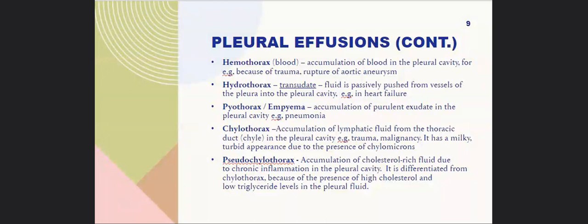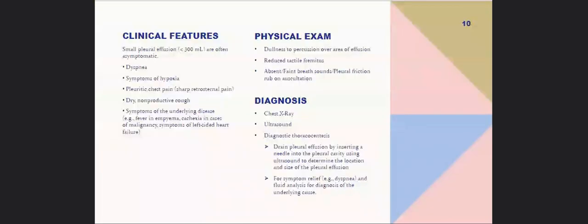Chylothorax is the accumulation of lymphatic fluid from the thoracic duct into the pleural cavity. This has a milky or turbid appearance because of the presence of chylomicrons, and it's usually because of trauma or malignancy, for example, lymphomas. Pseudochylothorax is differentiated from chylothorax because here the fluid has a high content of cholesterol and low triglyceride level, and it's usually because of some chronic inflammation in the pleural cavity. It could be because of tuberculosis as well.